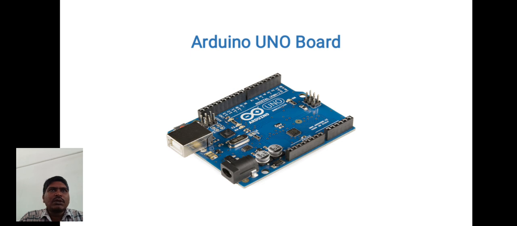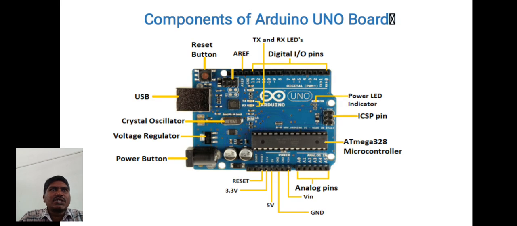In this, totally seven major components are there. The first one is the microcontroller, then communication interface, digital pins, analog pins, power pins and other pins, and finally the crystal oscillator. These are the major components normally used in this Arduino Uno board. Let us discuss each component in detail. It starts from the ATmega328 microcontroller.